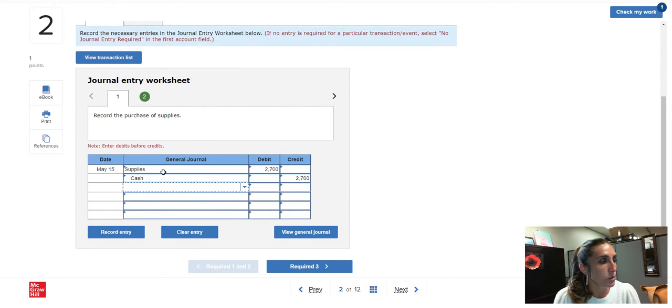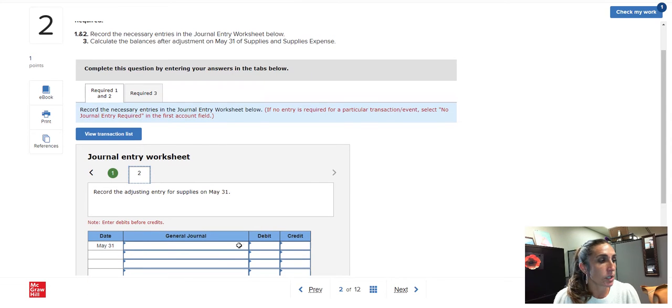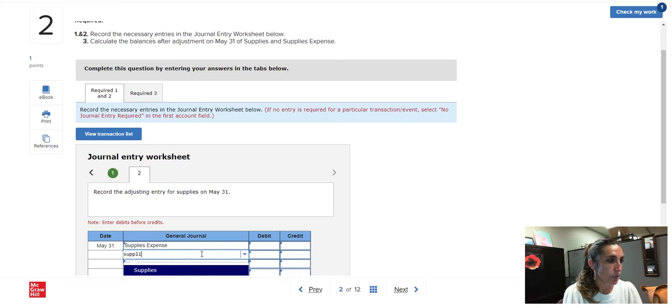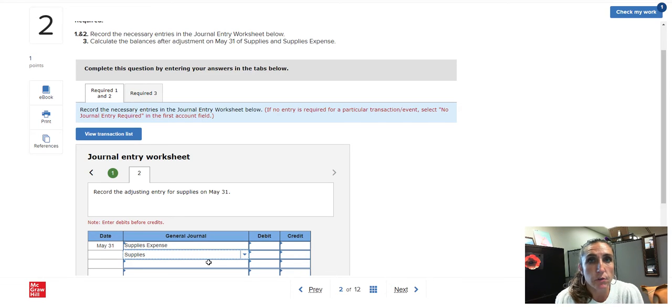So initially we purchase supplies, that would be debited. When I adjust it to show it used up, I debit the supplies expense account and I credit supplies. So what you did on the initial purchasing of supplies was a debit, but when you use it, you need to decrease that supplies balance with a credit.